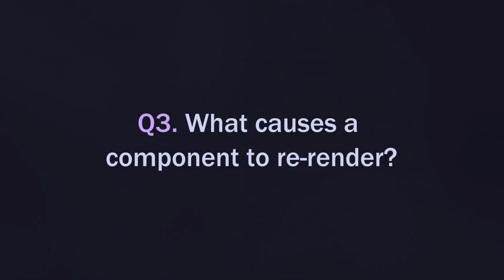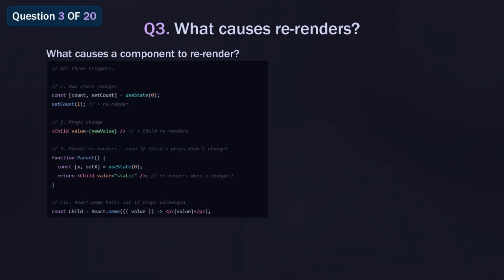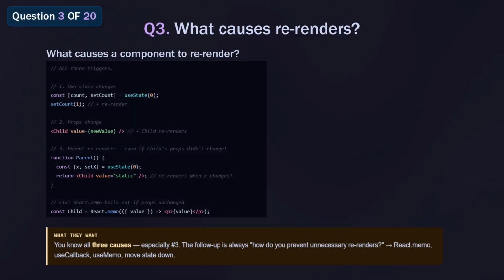What causes a component to re-render? Three things cause a component to re-render: its own state changes, its props change, or its parent re-renders, even if none of the child's props change. That third one is what people miss. A parent re-rendering is a re-render trigger for all children, regardless of what props they receive. What they want: you know all three causes.